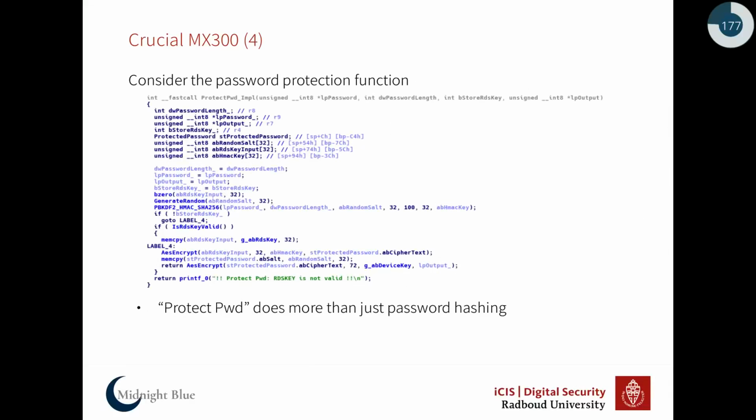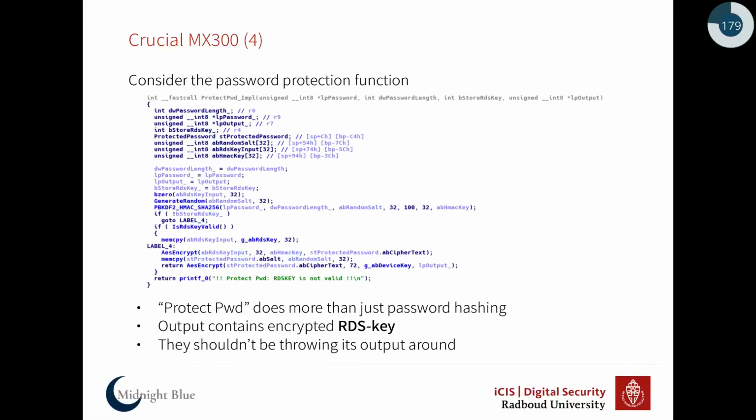So consider the password protection function. They call it protect password. From the name, you probably think this thing just generates a hash, but it does more than that. The output actually contains the RDS key encrypted with your password, so you shouldn't really be throwing around the output of this thing.